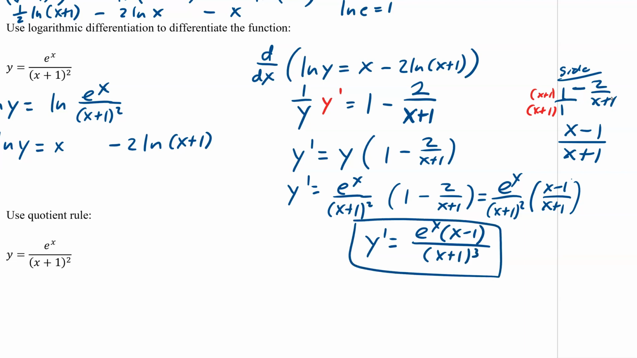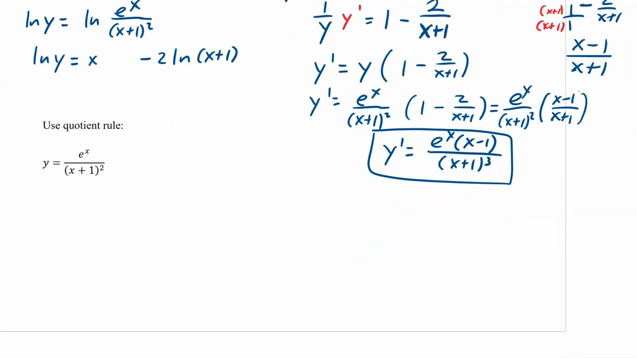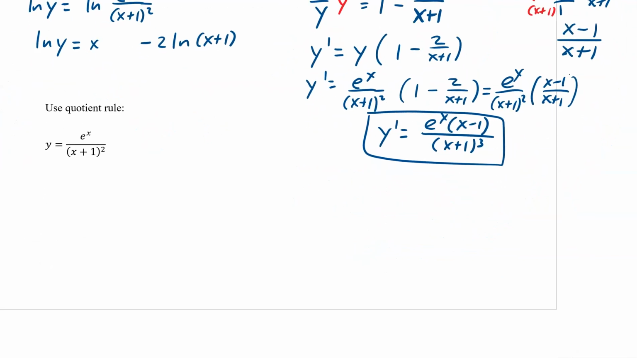So it's a way to avoid quotient rule. Now if you're like, well, I really just don't like that. Well, let's try it with quotient rule to show you they give us the exact same thing. So we have e to the x over x plus 1 squared. So this would be e to the x, and then this would be 2, x plus 1 to the 1 times 1, right? So this would then become y prime equals, and it's e to the x times that.